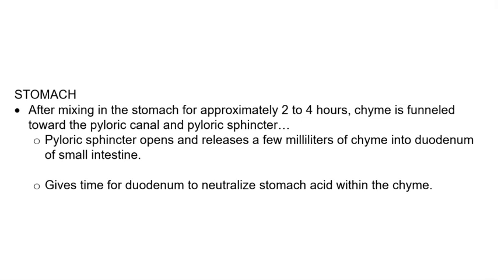So after mixing with the acids and enzymes in the stomach for approximately 2 to 4 hours, the chyme is then funneled towards the distal region of the stomach that is called the pyloric canal and the pyloric sphincter. The pyloric sphincter is a band of smooth muscle that regulates the flow of chyme from the stomach to the small intestine. When it opens, it releases just a few milliliters of chyme into the duodenum of the small intestine. This carefully regulated flow gives time for the duodenum to neutralize stomach acids that are mixed in with the chyme.